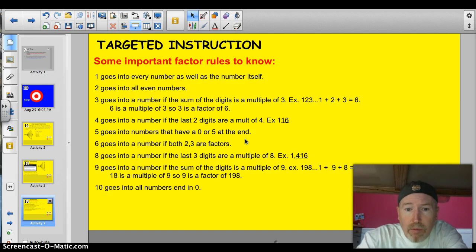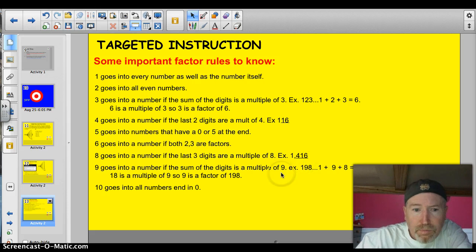8 goes into a number if the last 3 digits are a multiple of 8. We don't do this often because we don't often ask you to find the factors of a 3-digit or 4-digit number, but I know that 8 is a factor of 400 and a factor of 16, so I know also then that 8 will be a factor of 1,416 or 2,416 because 8 goes into these last 3 digits.